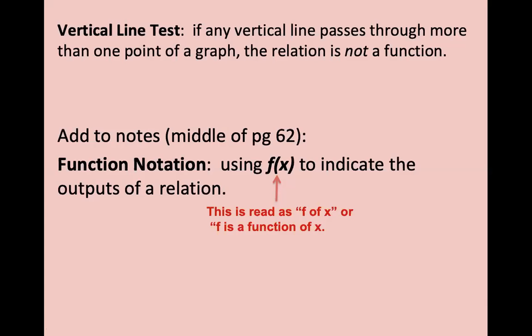So we have all those different ways to represent relations. That can be a table, it can be a graph, it can be a set of ordered pairs, it can be a mapping diagram. And then to tell whether a relation is a function, we can use the vertical line test. So one of the things you're looking for whenever you're trying to determine whether something is a function is to decide whether the x values repeat. If x's repeat, the relation is not a function. And we'll look at some examples of that.